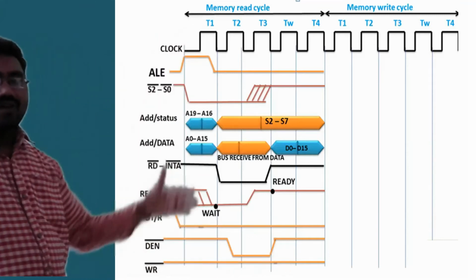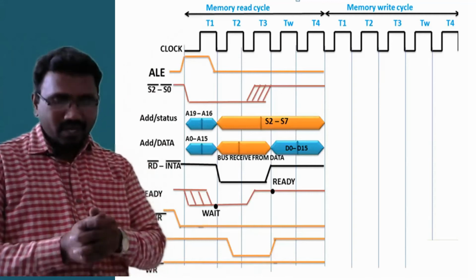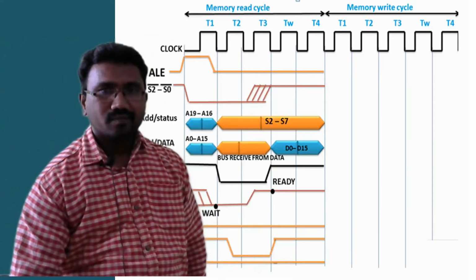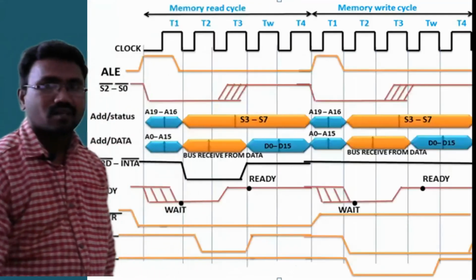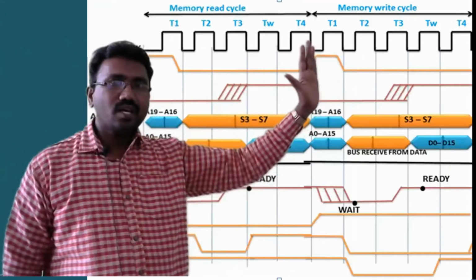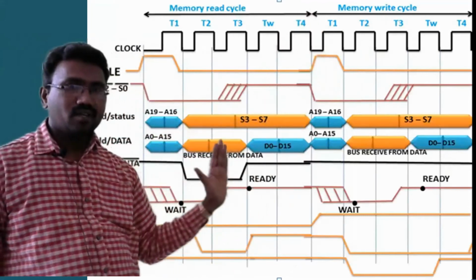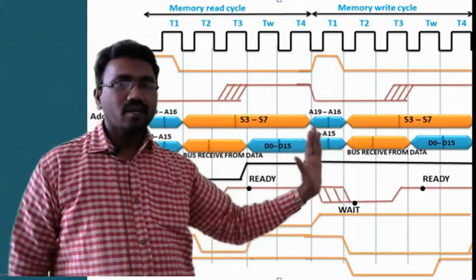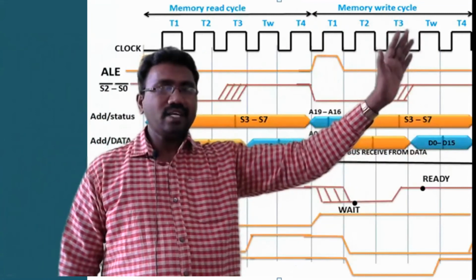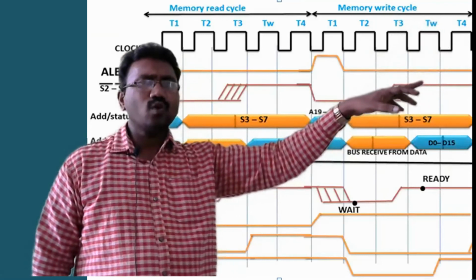That's about the memory read cycle timing diagram. Similarly, we will see the timing diagram of the memory write cycle. This one we have seen just now. Coming to here, this is the write cycle. Up to here is the memory read cycle. This is the memory write cycle. Here also there are 4 clock cycles. Between T3 and T4, TW is inserted. Why? Because of slow devices.